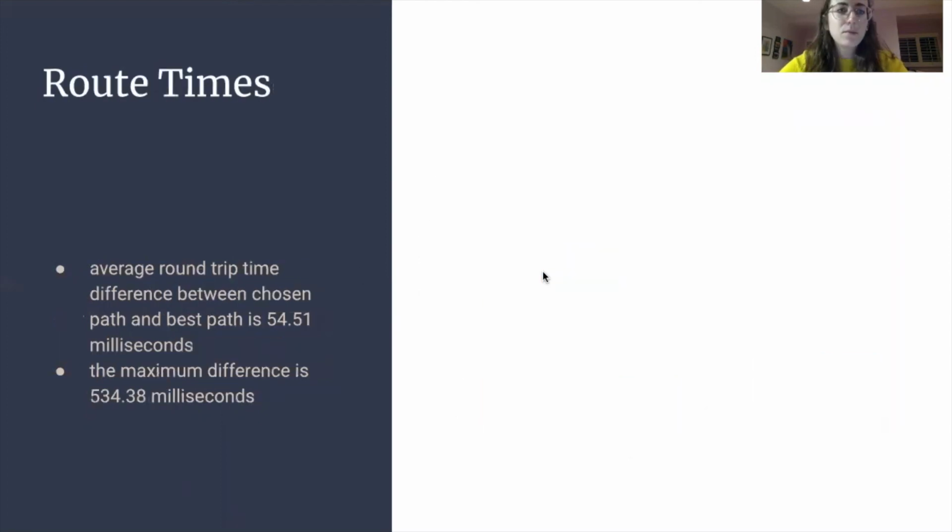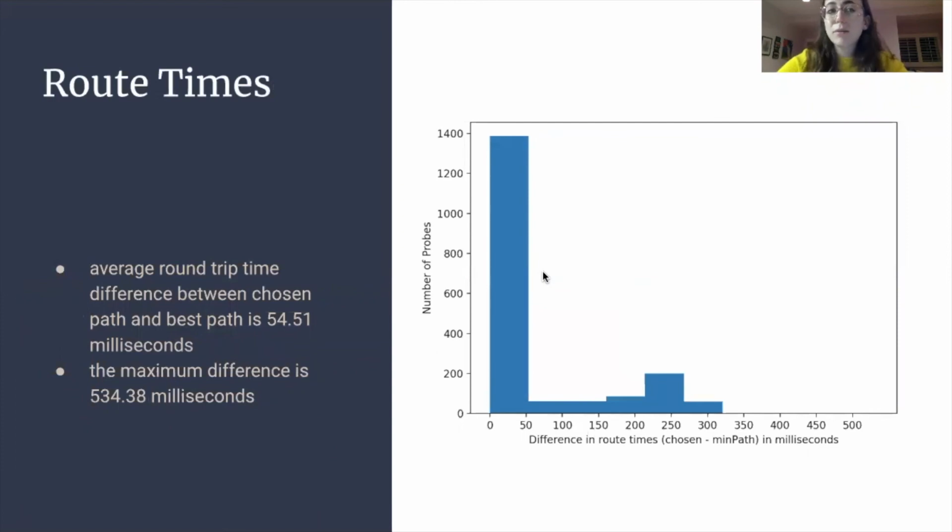This shows that there's a lot to be improved in terms of routing clients to their optimal site. Additionally, I looked at the route time. I found that the average round trip time difference between the chosen path and the best path was about 54.51 milliseconds, and the maximum difference got up to over 500 milliseconds. It's also interesting to see that there was a significant amount of probes in the 200 to 300 millisecond difference area on this chart. This also shows that there is a lot to be gained in improving the amount of time it takes to get to the different sites.